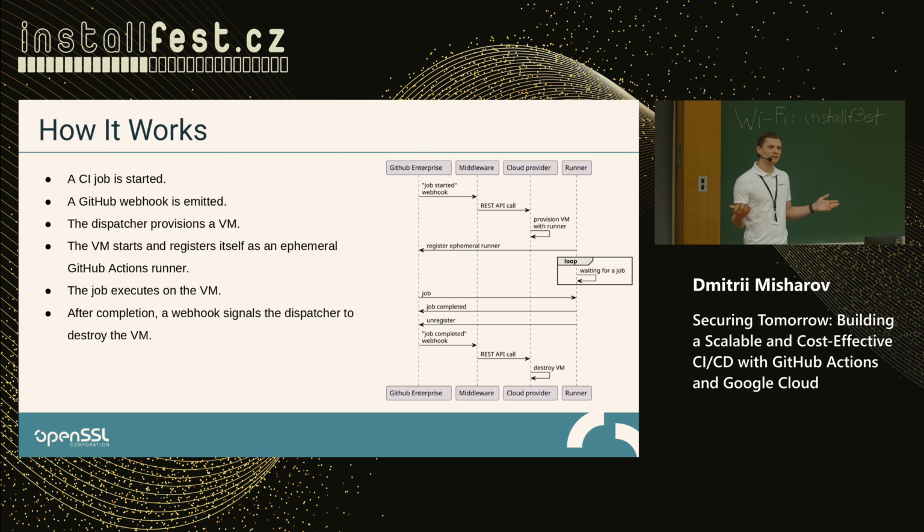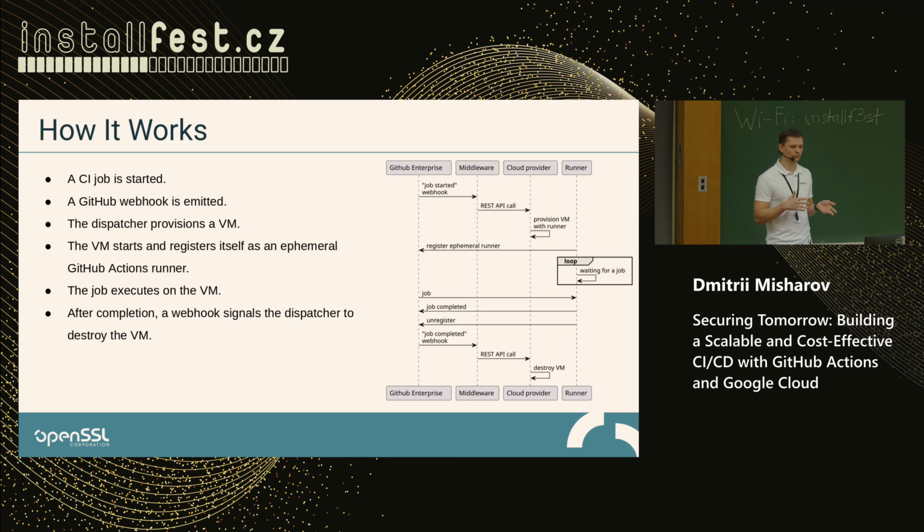Now, how it works in detail. When the job starts, GitHub Enterprise emits a job started webhook, and our dispatcher service handles this webhook. Based on our CI's configuration, it communicates with the cloud provider, in our case Google Cloud, and provisions a VM with a pre-installed runner. When the VM is started, the runner registers itself against that GitHub repository as an ephemeral runner. Then it waits for a job and gets the job from GitHub.